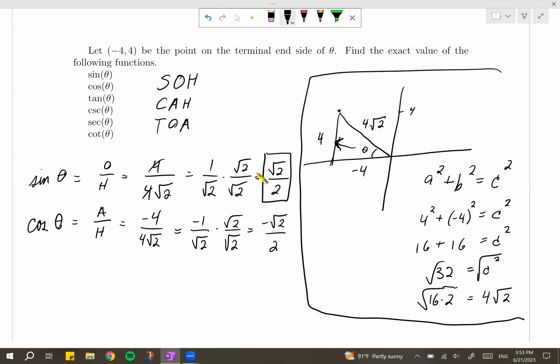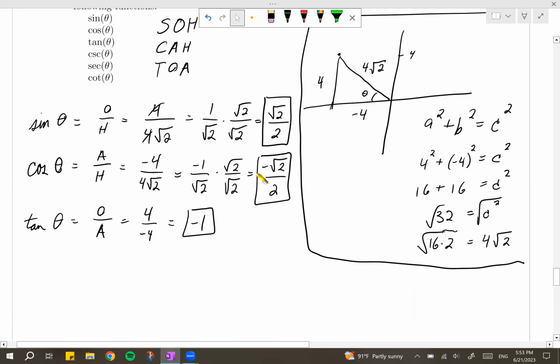All right, my tangent of theta is my opposite over my adjacent. My opposite side is 4. My adjacent side is -4. So my tangent of theta is -1. I'm going to box these answers right here.